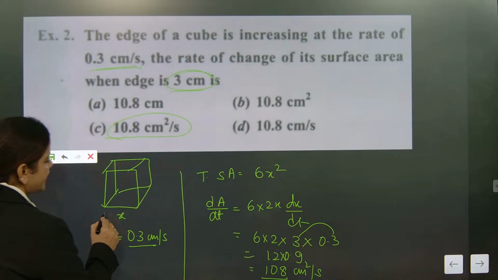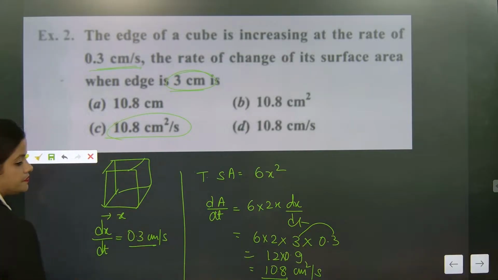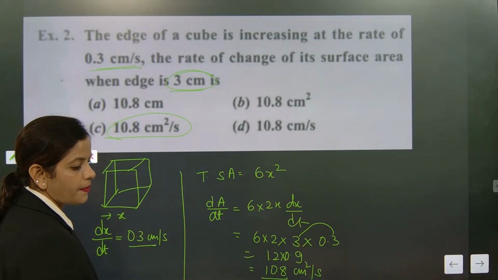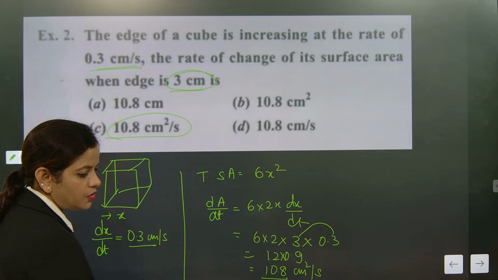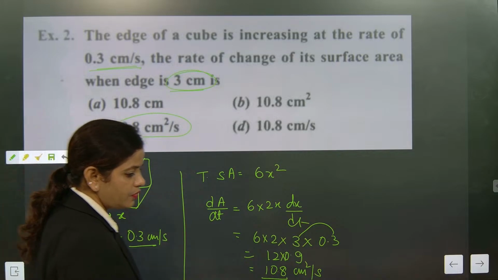So this is the side edge. So edge means what? Is it done, beta? Note down, note down. I can wait for you, no problem.